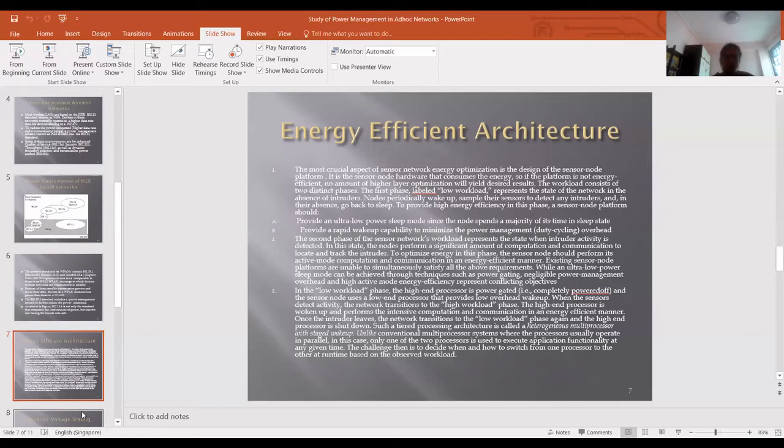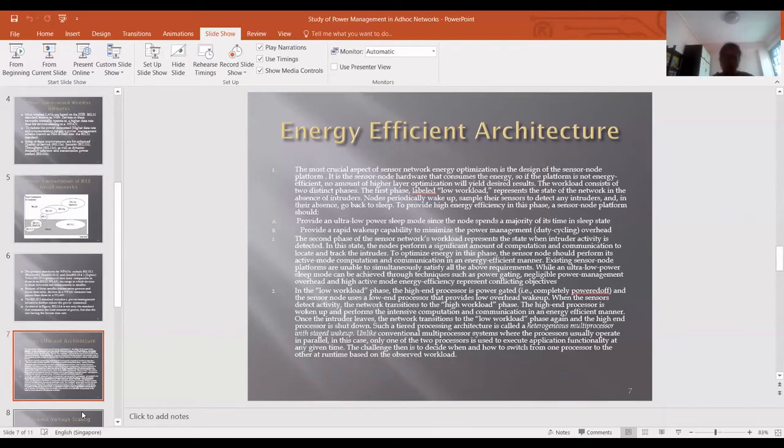Existing sensor node platforms are unable to simultaneously satisfy all the above requirements. While an ultra low power sleep mode can be achieved through techniques such as power saving, negligible power management overhead and high active mode energy efficiency represent conflicting objectives.